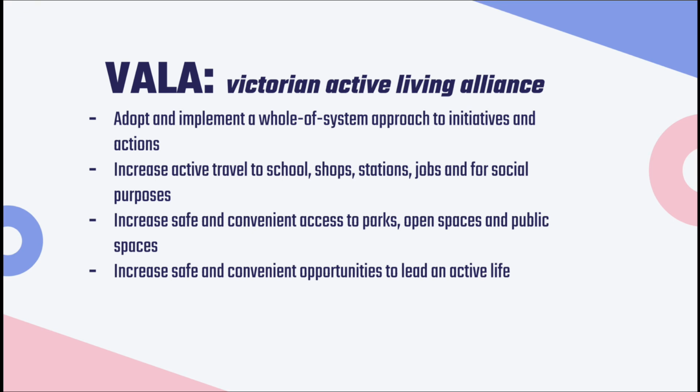According to the Department of Health, the 4 priorities of the Victorian Active Living Alliance, or VALA, include adopting and implementing a whole-of-system approach to initiatives and actions, increasing active travel to school, shops, stations and jobs, and for social purposes, to increase safe and convenient access to parks, open spaces and public spaces, and increasing safe and convenient opportunities to lead an active life. Hence why we attempted to provide a range of different forms of exercise.